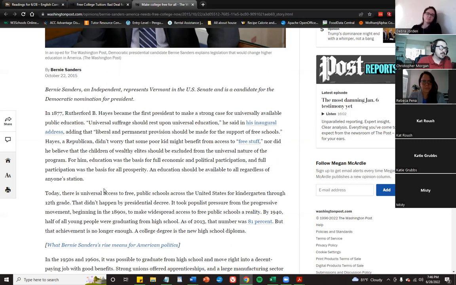Hayes, a Republican, didn't worry that some poor kid might benefit from access to free stuff, nor did he believe that the children of wealthy elites should be excluded from the universal nature of the program. For him, education was the basis for full economic and political participation, and full participation was the basis for all prosperity. And education should be available to all, regardless of anyone's station. Now, Bernie's going a little bit different direction.